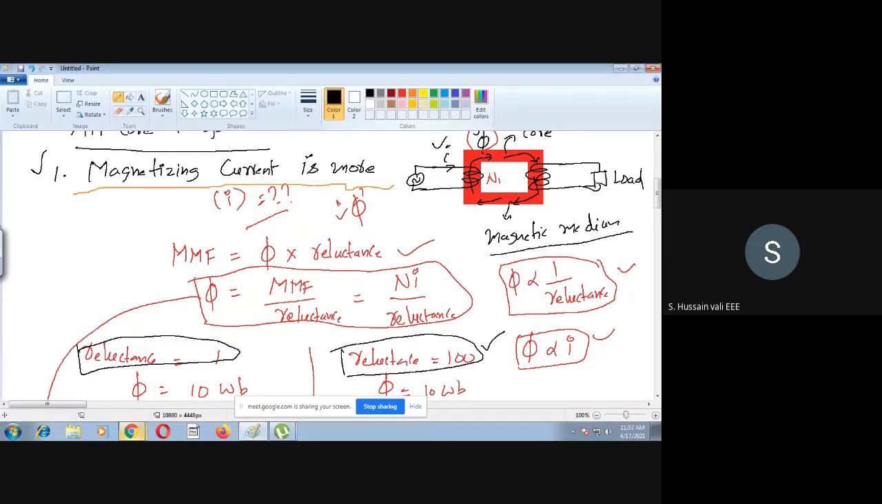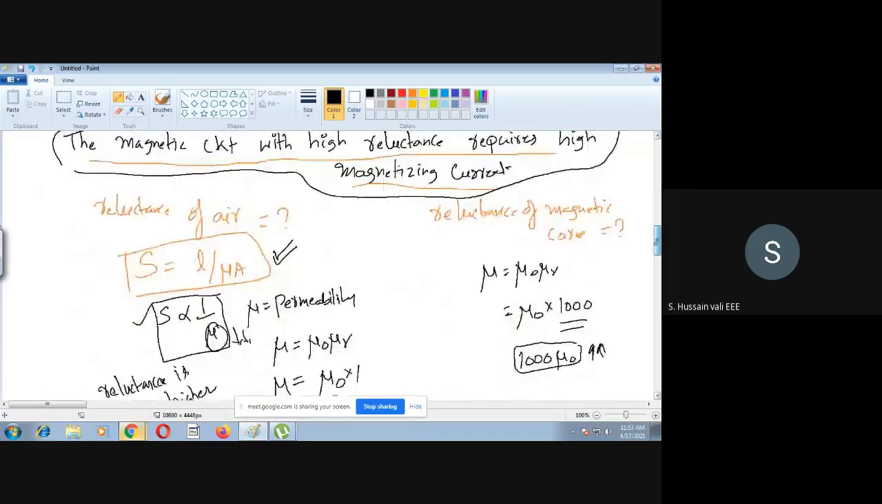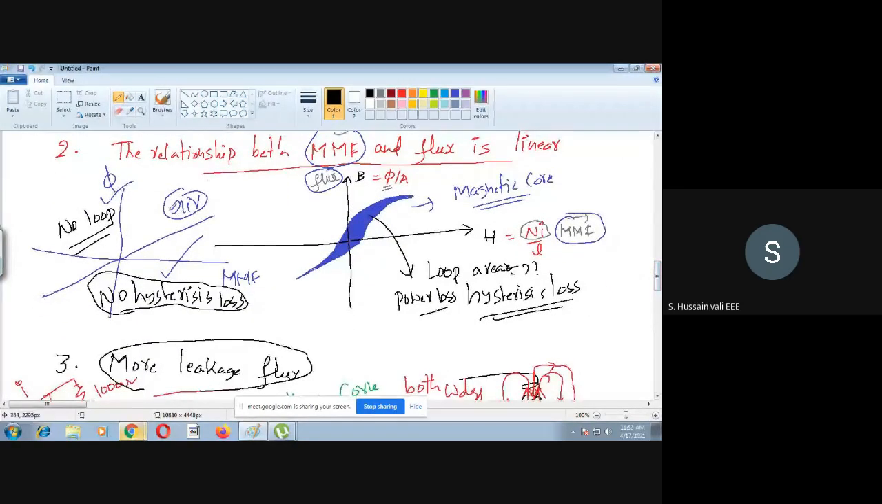So what is the second point? Second point is that in case of the air core, the relationship between the flux and MMF is linear. So as it is linear, there is no loop here. As there is no loop here, there is no hysteresis loss. Whereas coming to the case of magnetic core, there is a hysteresis loop, and that loop area will tell you how much power loss is there. So in case of the magnetic core, there is a power loss, whereas in case of the air core, there is no power loss in the core. That is another difference.